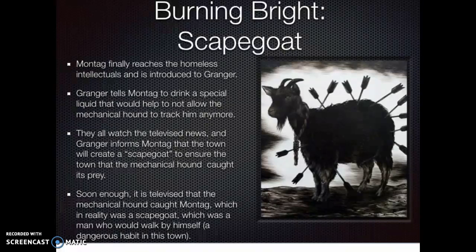So Montag sees this, and it's really disturbing the fact that this town, this society, uses an innocent person just to prove a point and to keep control of their citizens in the society.